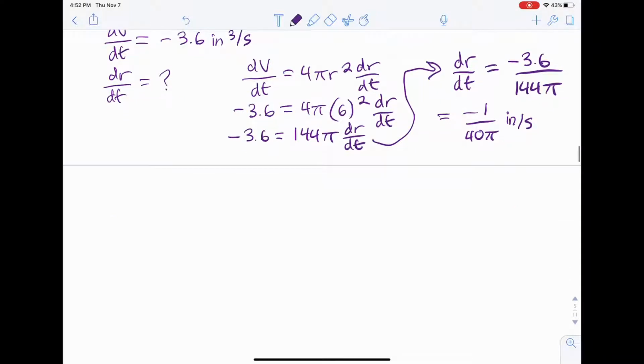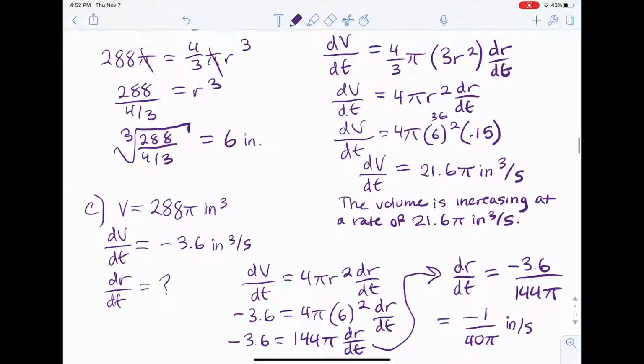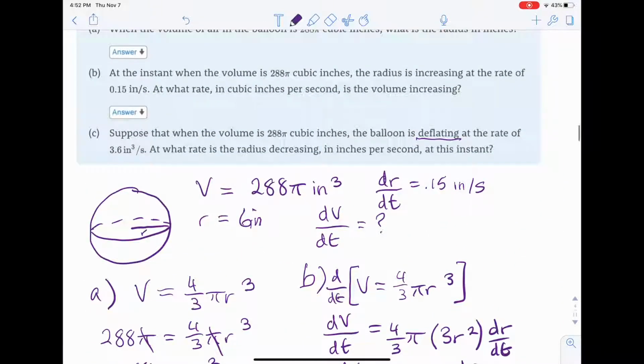And then when you come down here and write this out like you would on the AP test, you would say the radius is decreasing at a rate of 1 over 40 pi inches per second. And you wouldn't put the negative because you already said decreasing. So yeah, that's problem 23. I hope that helped.